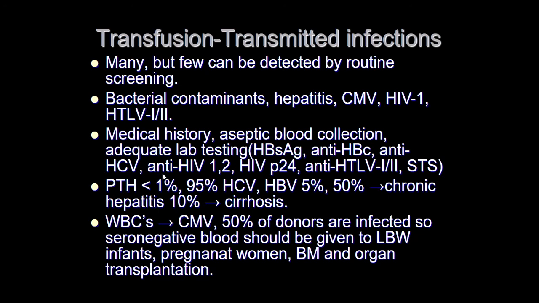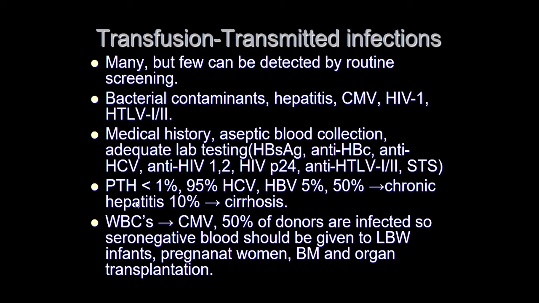The hepatitis C virus antibody, the anti-HIV 1 and 2. Also, we can use the HIV P24 antigen. Easily we can use that to detect if the patient is infected with HIV or not. Anti-HTLV 1 and 2 viruses, and we can do a serological test for syphilis and see if the patient is infected with Treponema pallidum or not.